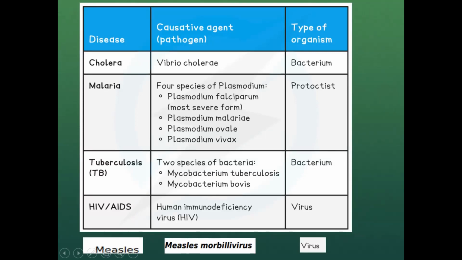This is highly infectious, right? And definitely a virus, right? So HIV and measles, both of them are caused by a virus. Tuberculosis and cholera are caused by bacteria, and malaria is caused by a protoctist, right? Which is a plasmodium.